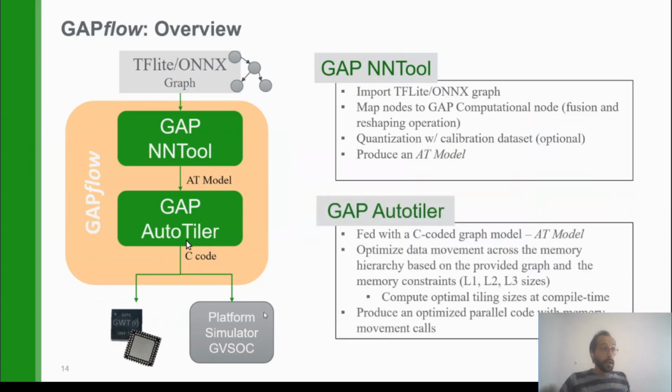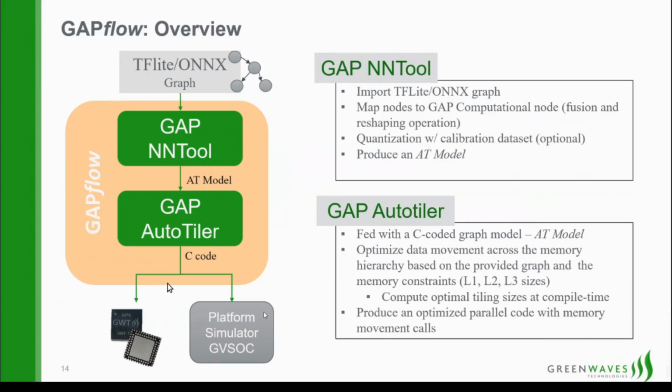This autotiler is a tool which optimizes the memory movement and automatically generates it, in the sense that, given a constraint of sizes in the L1, L2, L3 memories, and also the data path that the algorithm requires to execute all the layers, if we are talking about a neural network, it computes the optimal memory movement.